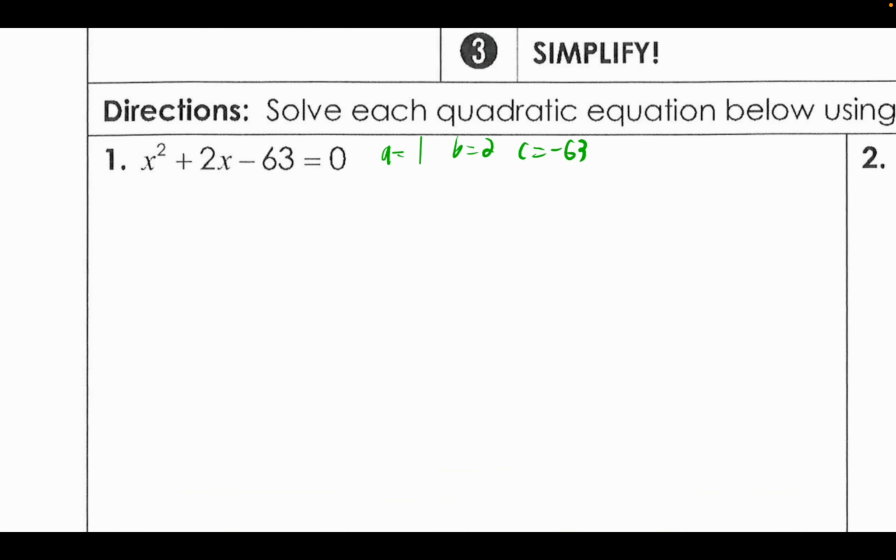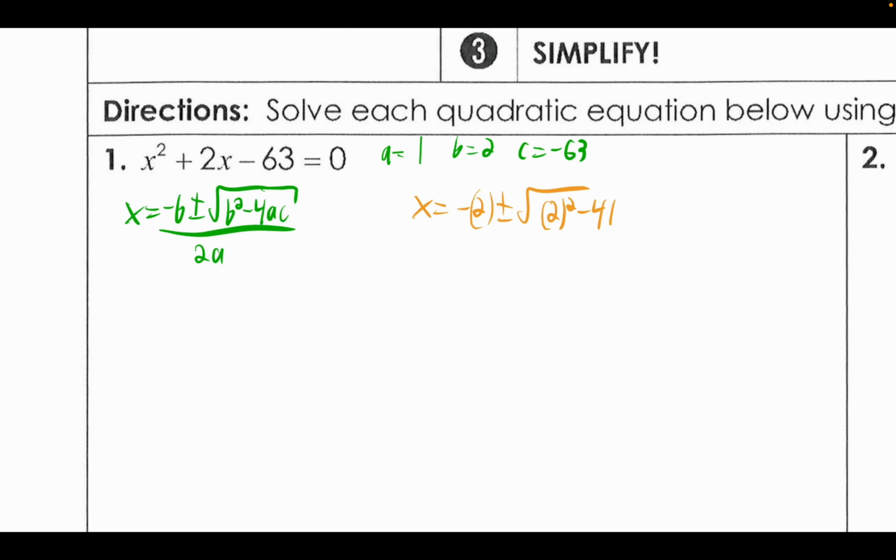And as we plug this one in, remembering that the formula is x equals negative b plus or minus the square root of b squared minus 4ac all over 2 times a, it'll look like this. X equals negative of 2 plus or minus the square root of 2 squared minus 4 times 1 times negative 63 all over 2 times 1. So you just plug in 1 for a, 2 for b, and negative 63 for c.